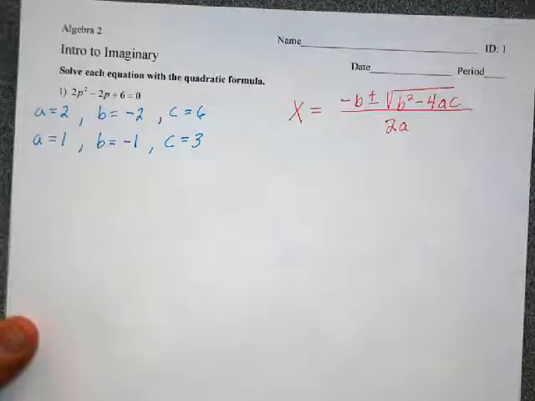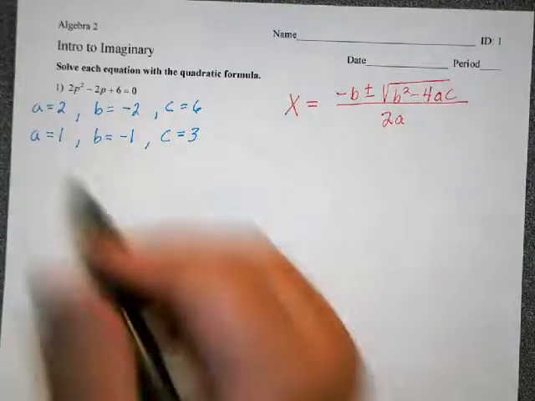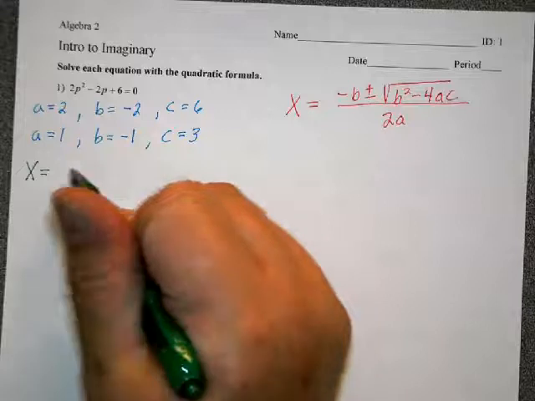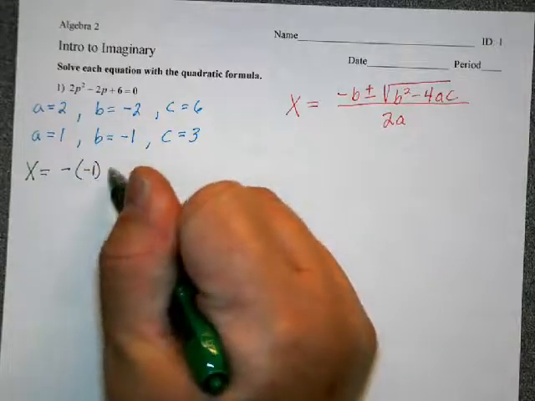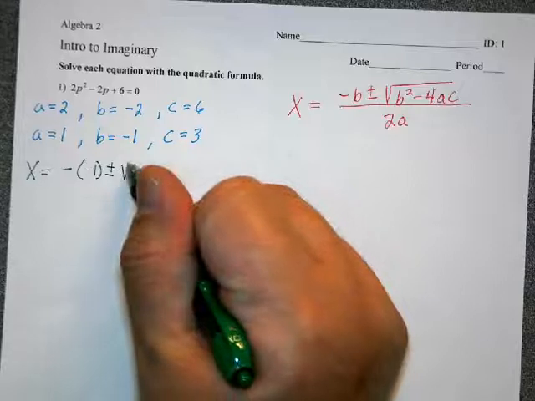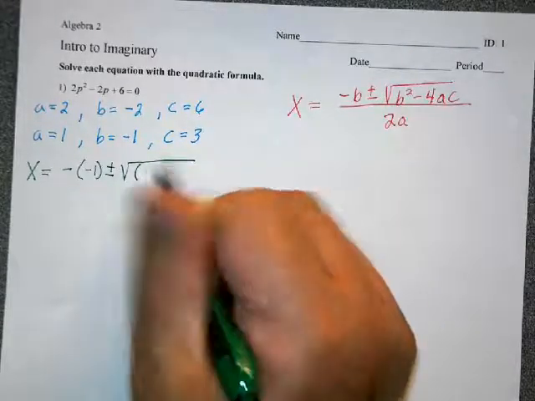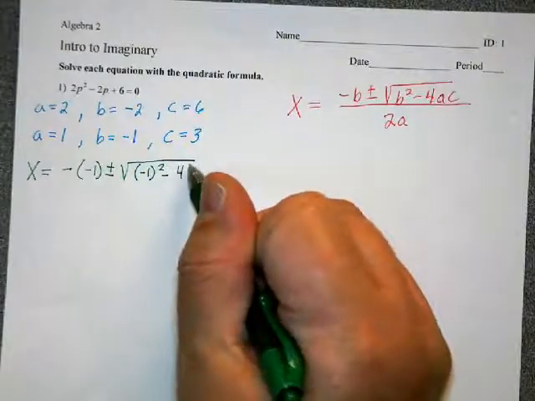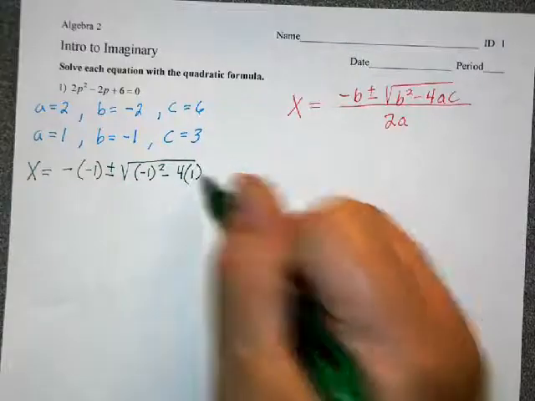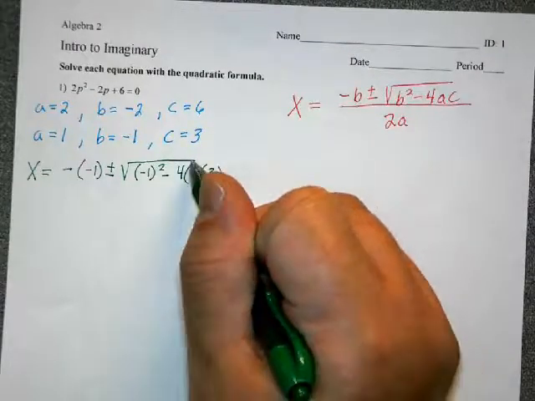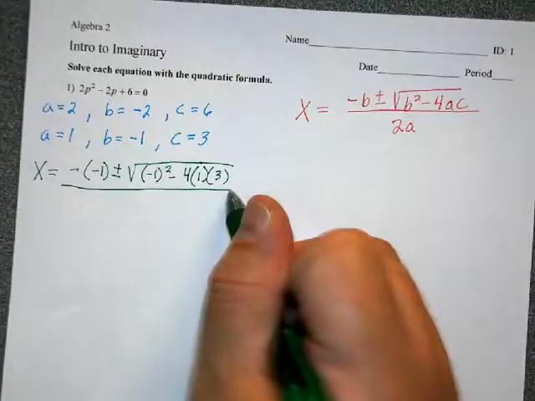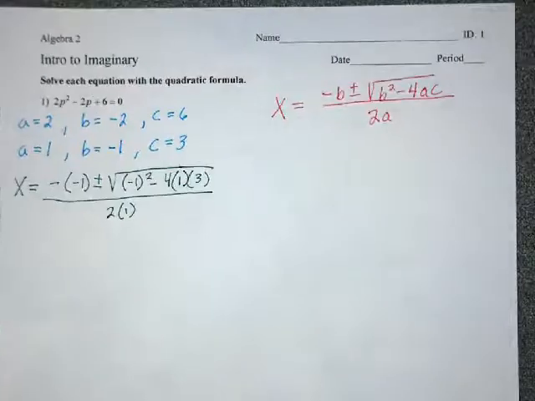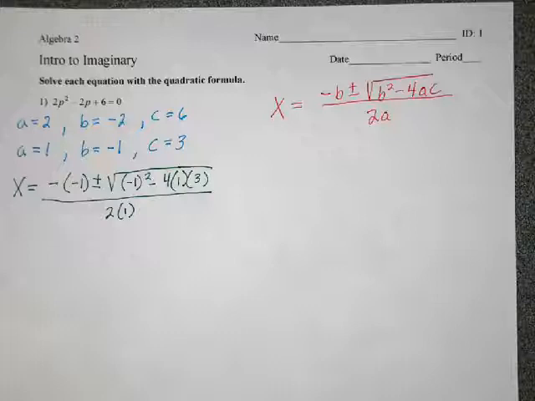Well, my mistake then. All right, so let's go ahead and plug these in. So x equals negative b. So negative, my b is negative 1, plus or minus square root of b, which is negative 1, squared, minus 4 times a times c, all over 2 times a, which is 2. We good?